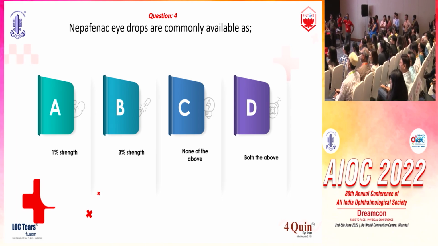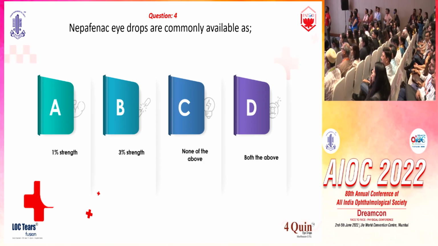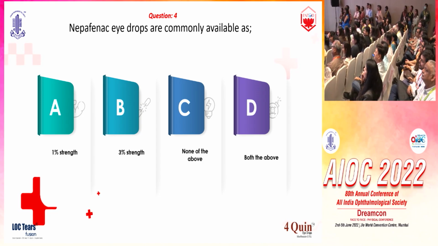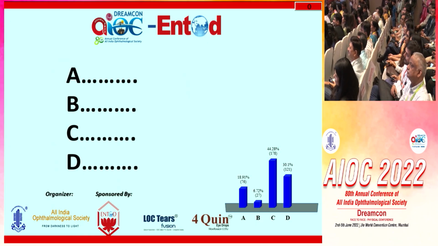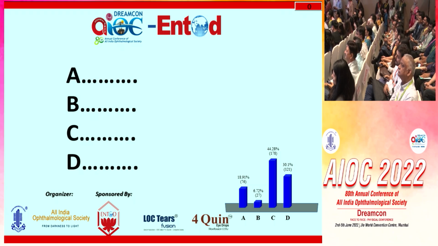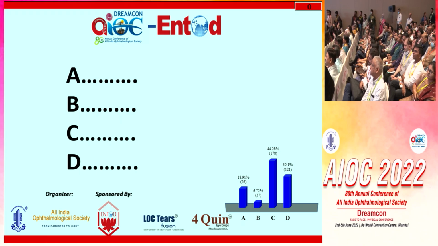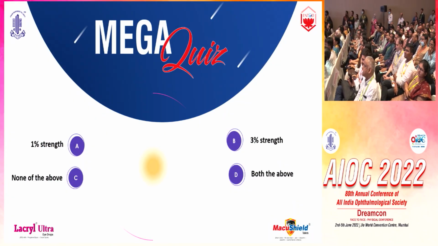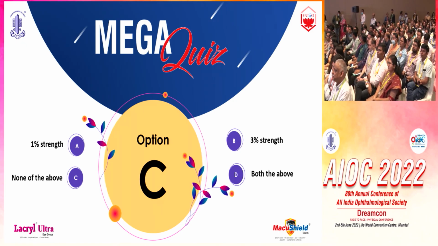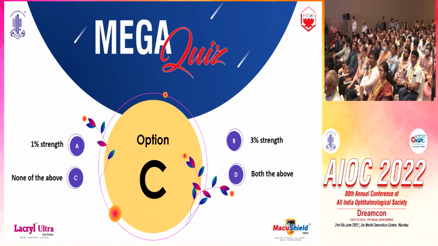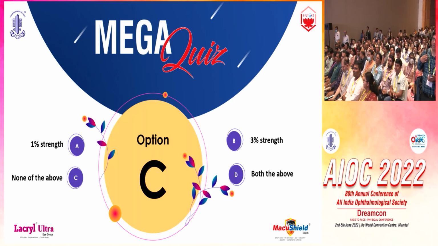Usually when you get something like this, the answer will be both the above. But since you can't have 1% and 3%, I would suggest you don't go for that. And unlike in dry eye where you have 0.05% and 0.1%, in Nepafenac you have only a single strength, and the correct answer was option C, none of the above. When you go back, look at your Nepafenac bottles, it's 0.1%. And we go on to the next question.